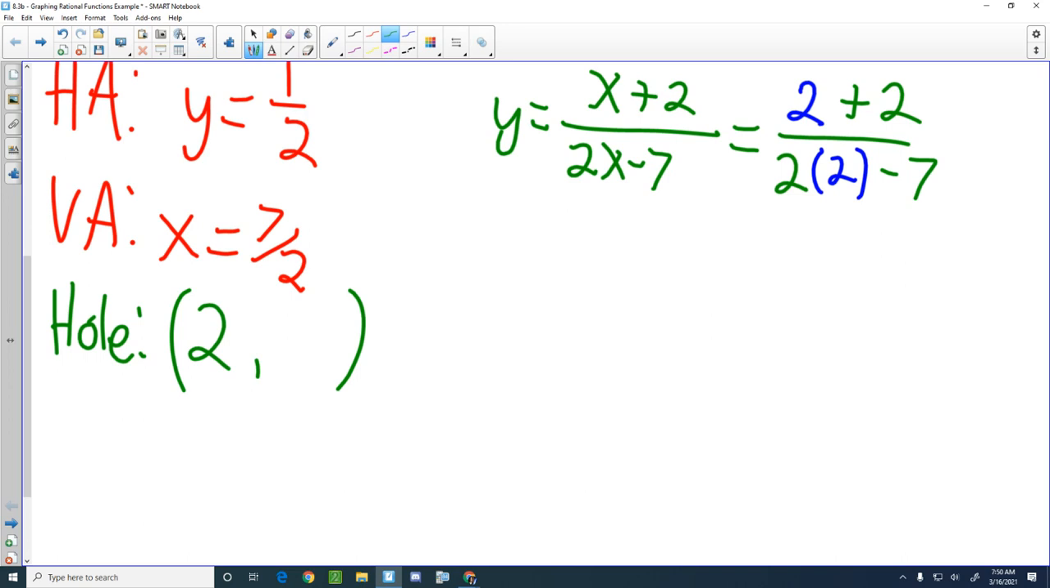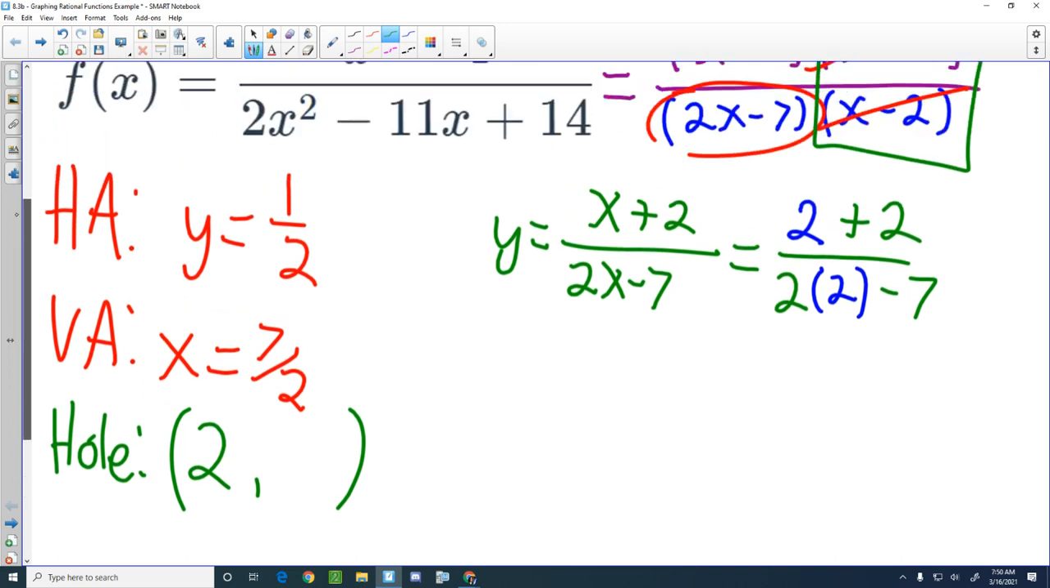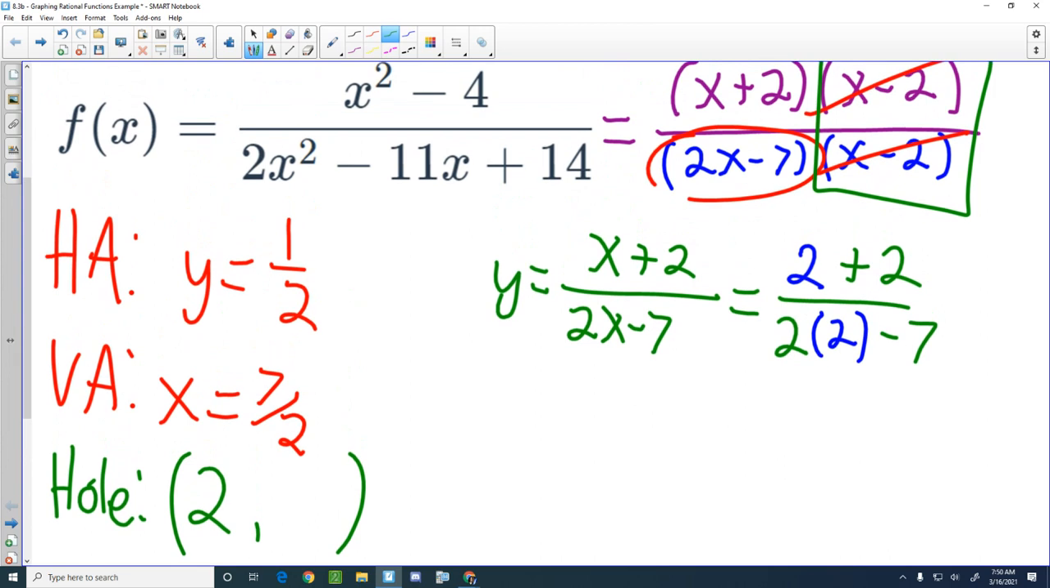Now, if for some reason you forget to use the simplified function, and you plugged a 2 into the original one up here, you're going to get 0 divided by 0, which should be a trigger to remind you, oh, wait, I shouldn't get 0 over 0. Oh, that's right, I need to use the simplified function, okay? Because we should be getting a number.